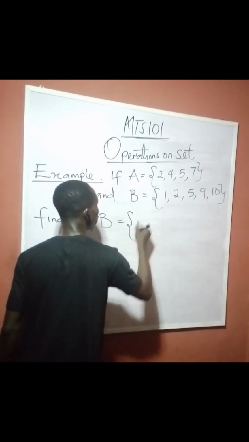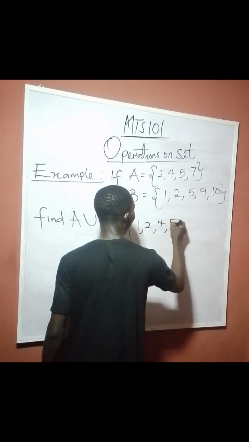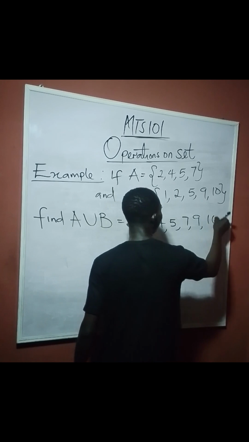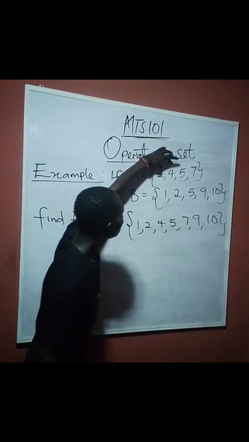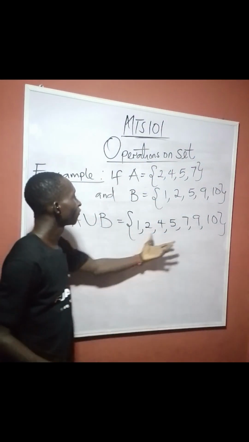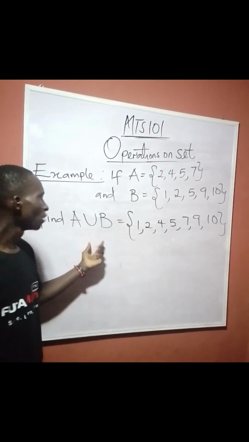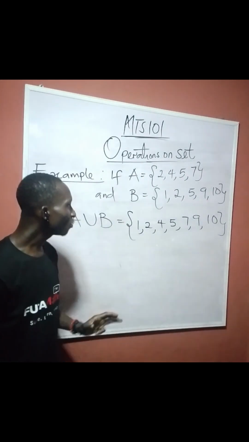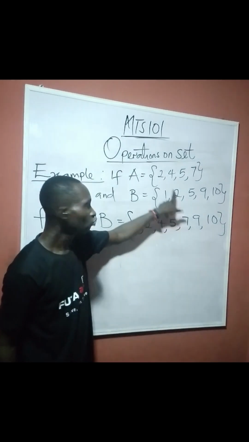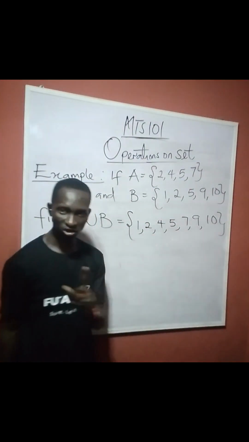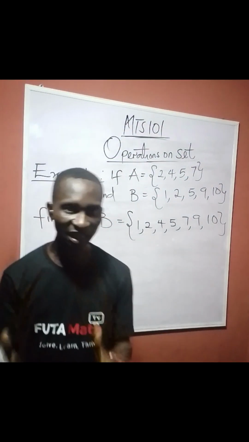So 1, we have 2, 2, just pick 2 once. 4, right? 5, 5, you pick it once. 5, 7, 9, and 10. So this is the union of A and B. What did we just do? We combine elements in A and B together to form a new set. And this new set is denoted by the union, which contains the elements here. But what we did on the way is that we did not write, look, 2 is here. 2 belongs to A and B. We write it just once. You won't repeat the common element. That's what we mean by union of sets.